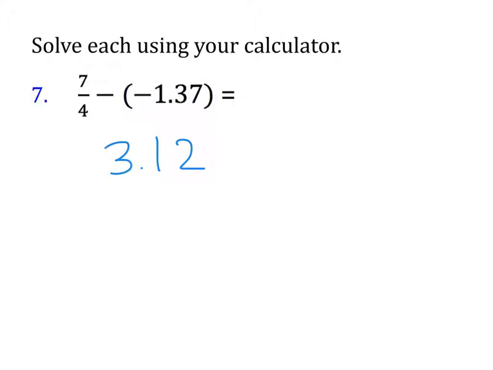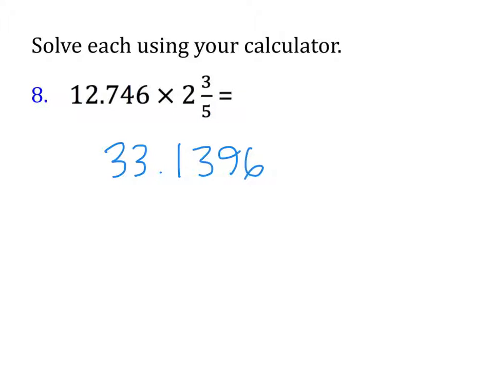When I type this one into the calculator, I got 3.12. This is already to the hundredths place, so this is going to be my final answer. When I typed this into the calculator, I got 33.1396. I am going to round to the hundredths place, which would mean that either I keep it as a 3 or I bump it up to a 4. The number to the right is above 5, so that tells me I'm going to bump it up to 33.14.